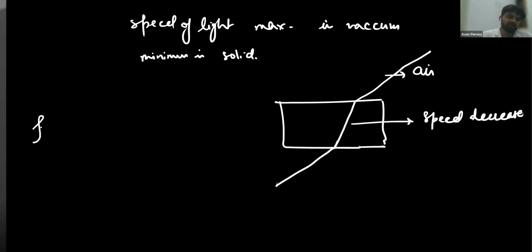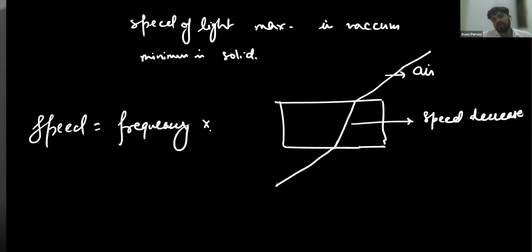Now we know that speed is equal to frequency into wavelength. Yes, it bends because the speed of the light decreases. But suppose the initial speed was 3 lakh kilometers per second or something. Let's imagine, I'm not going to give you a big numerical value.